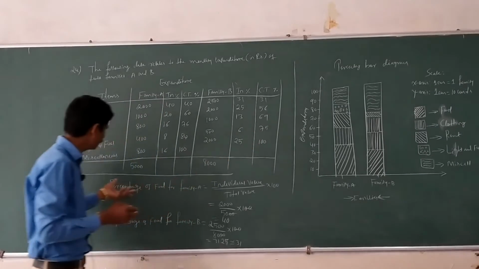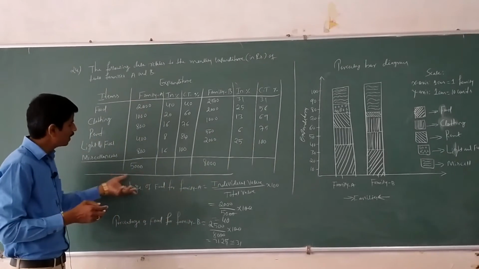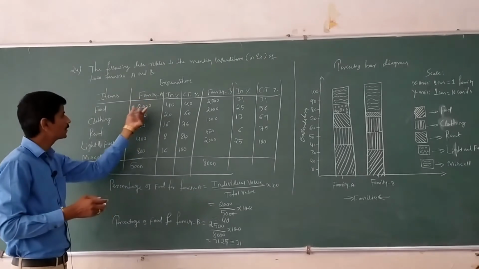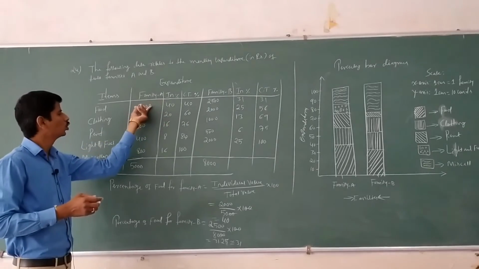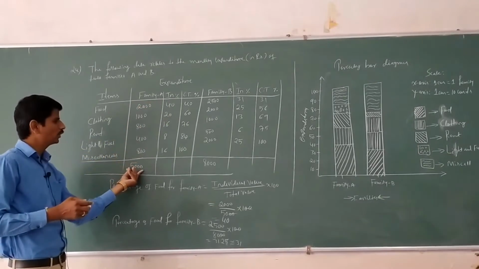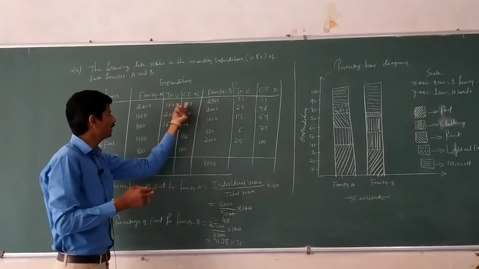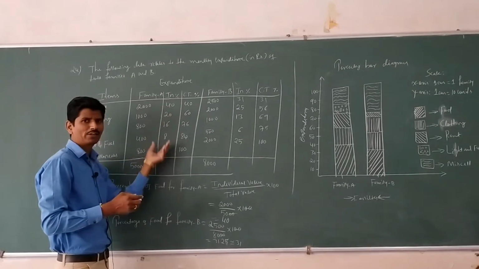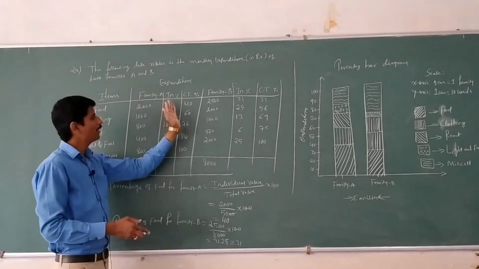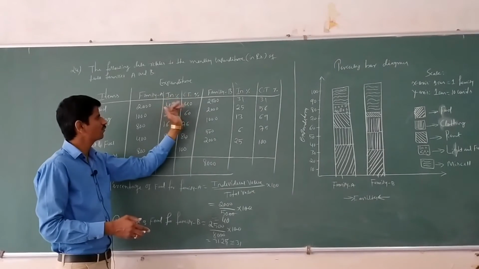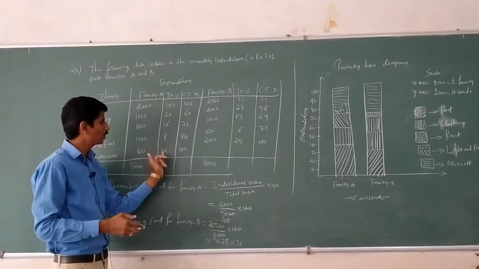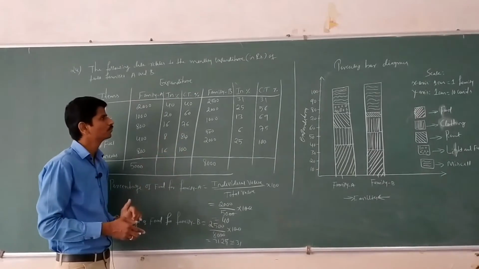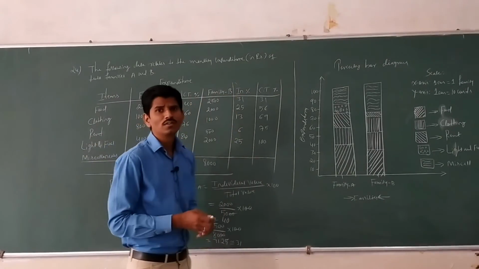Here you have to find the percentages. For example, the percentage of food for family A is the individual value divided by the total value, into 100. The individual value is 2000, divided by the total value 5000, into 100, and you get 40. Then find the cumulative percentages. That is 40, 40 plus 20 is 60, 60 plus 16 is 76, 76 plus 8 is 84, 84 plus 16 is 100. For family B it is the same.